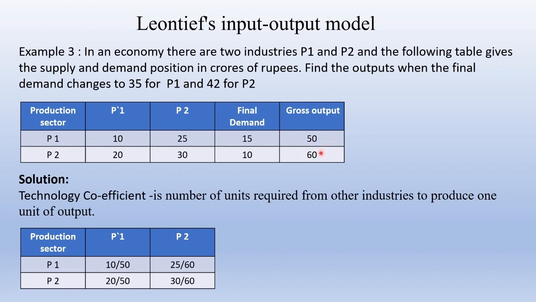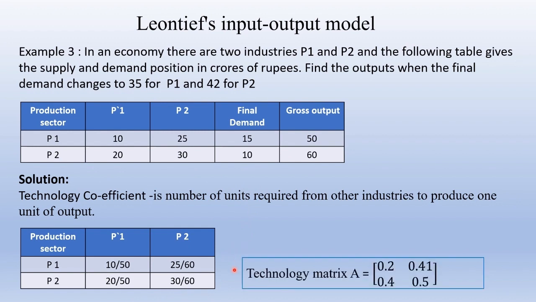Column 1 elements are divided by total output of row 1, 10 is divided by 50, 20 is divided by 50. Similarly, column 2 elements are divided by total output of row 2, 25 is divided by 60, 30 is divided by 60, and we get this technology coefficient. These are values per unit. This is represented in matrix form.